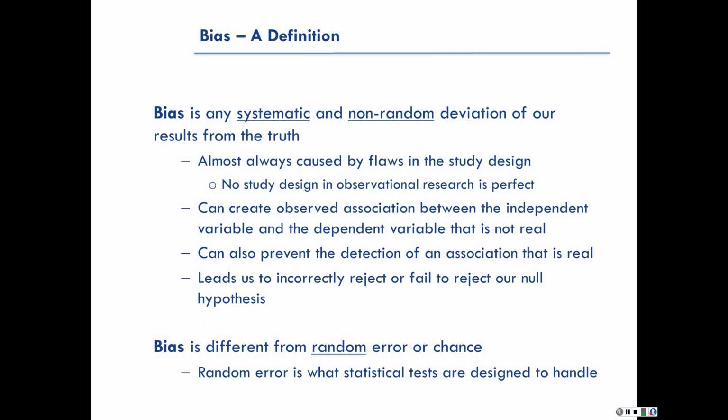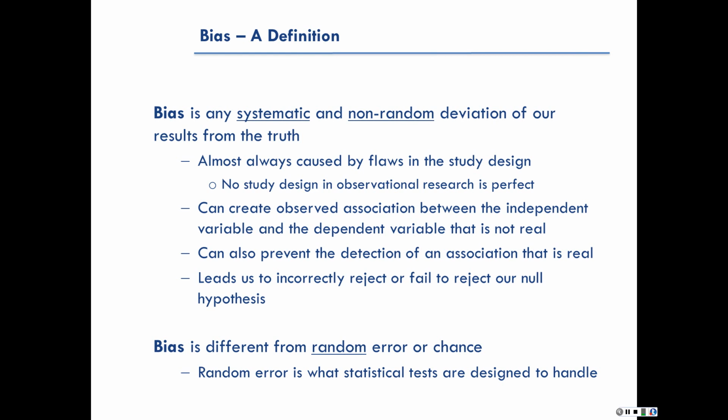Now I want to talk to you about bias. Bias is any systematic and non-random deviation of our results from the truth. I've underlined the important terms there in that bias is something that's both systematic and non-random. This is almost always caused by flaws in the research study design, and there are always going to be flaws. As much as we want to completely remove bias, in reality we're typically trying to mitigate bias as much as possible because no study design in observational research is perfect.